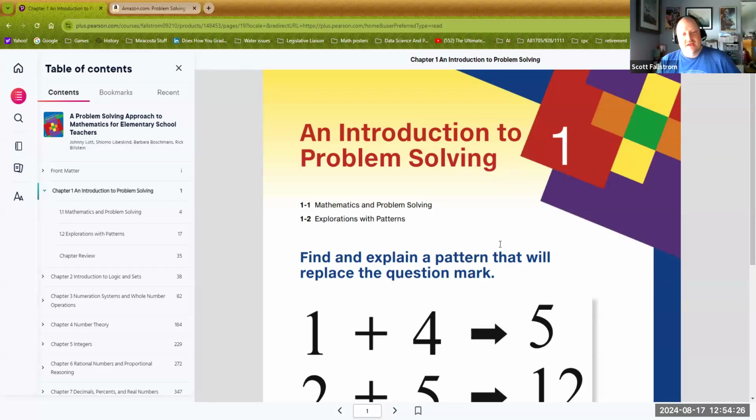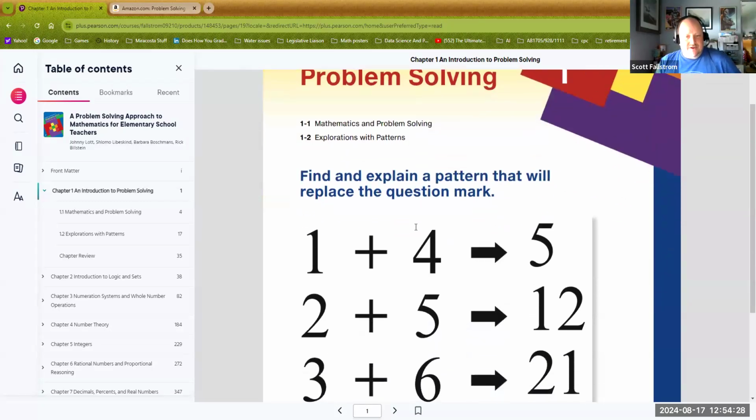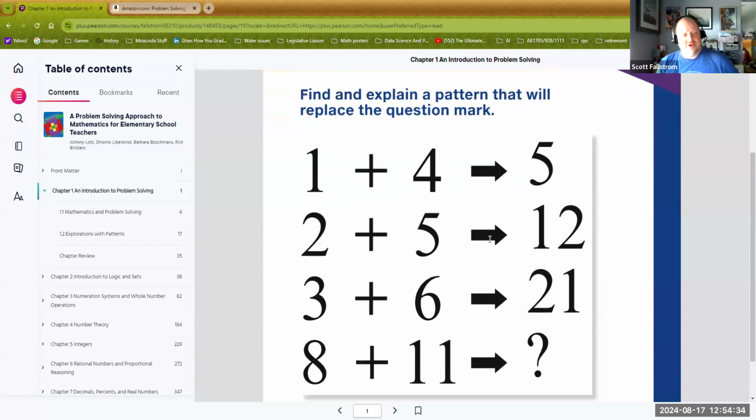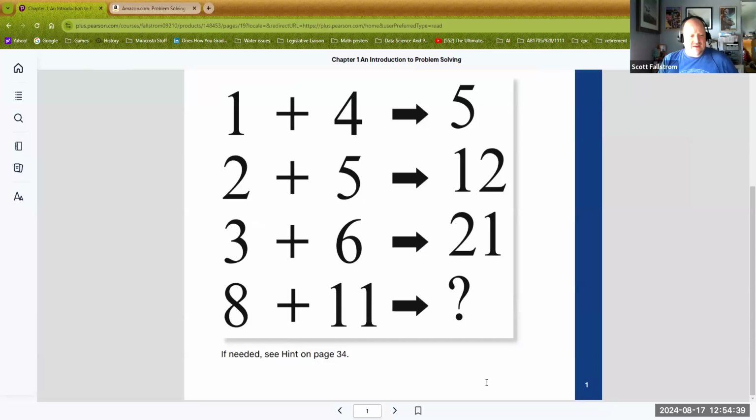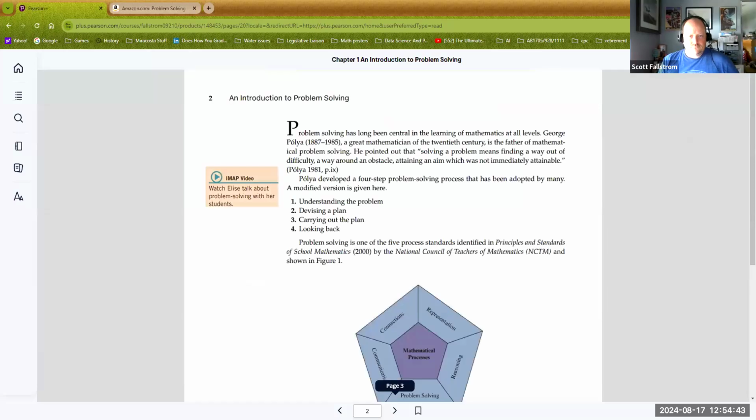All right, so let's take a look. Here we go. Introduction to problem solving. Now, this book is titled A Problem Solving Approach to Mathematics for Elementary School Teachers. So we're going to learn the concepts as we go through different chapters, and it's going to introduce things based on problem solving.